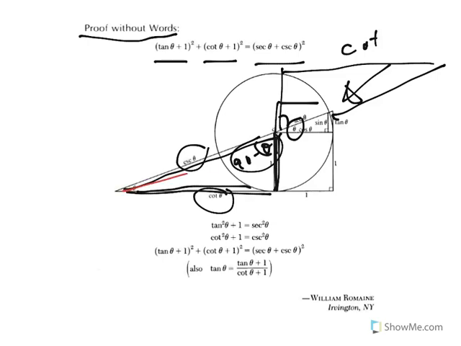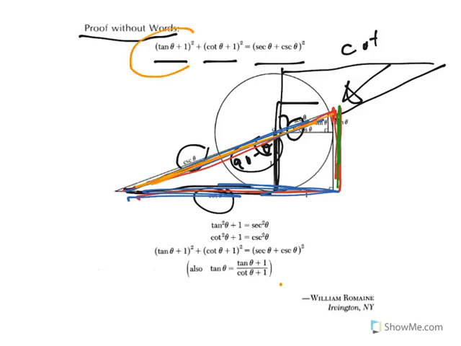So now if we look at this giant triangle, this proof is finished, because this green side is tan theta plus 1, and this blue side is cotan theta plus 1, and this big diagonal, which I'll make yellow, is cosecant plus secant. So because of that triangle, we have tan theta plus 1 squared plus cotan theta plus 1 squared equals secant plus cosecant squared. So that's an example of how a proof without words can give more insight than an algebraic identity proof.